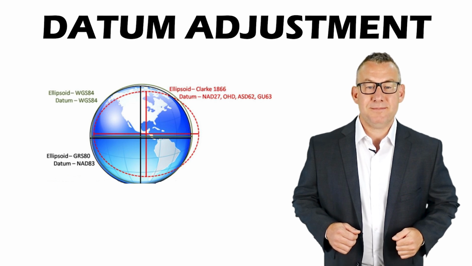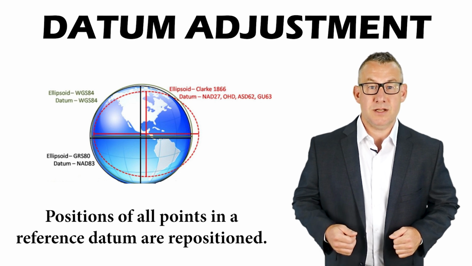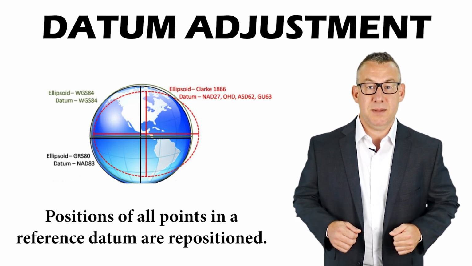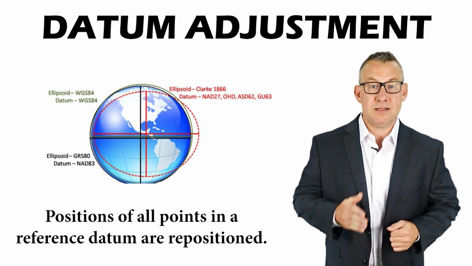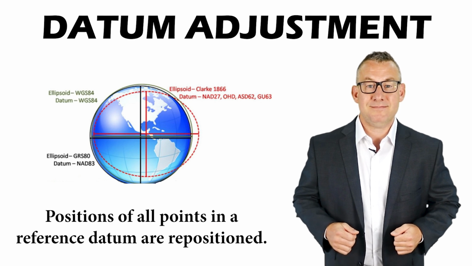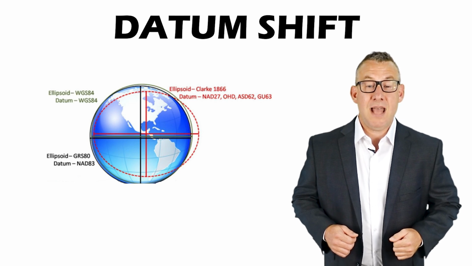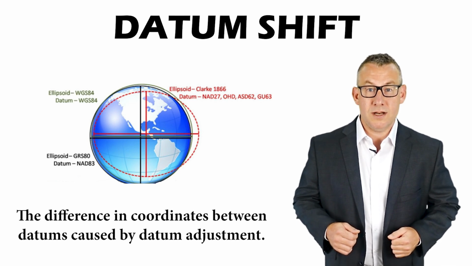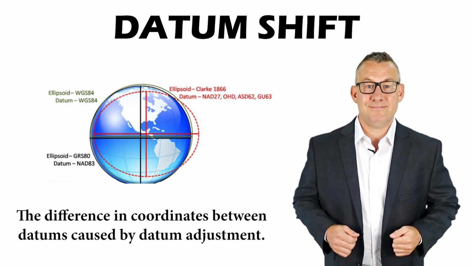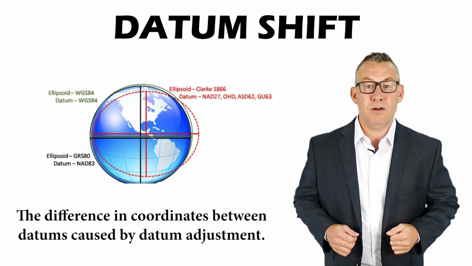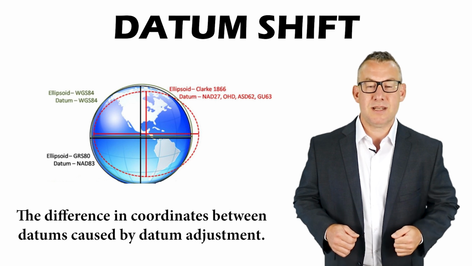A datum adjustment. Positions of all points in a reference datum are periodically repositioned in a network-wide datum adjustment. This results in a series of datums, with each datum succeeded by an improved datum. Datum shift. Datum shift is the difference in coordinates between datums caused by datum adjustment. Coordinates for locations are different in different datums or in different versions of the same datums.